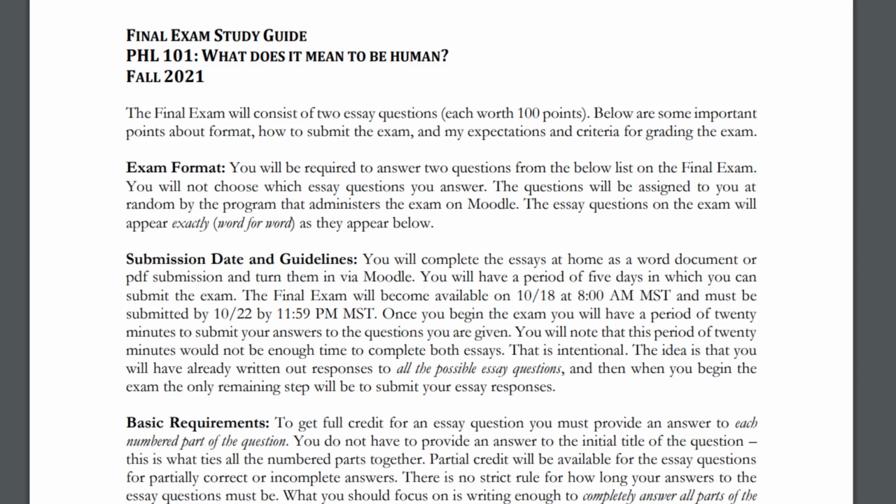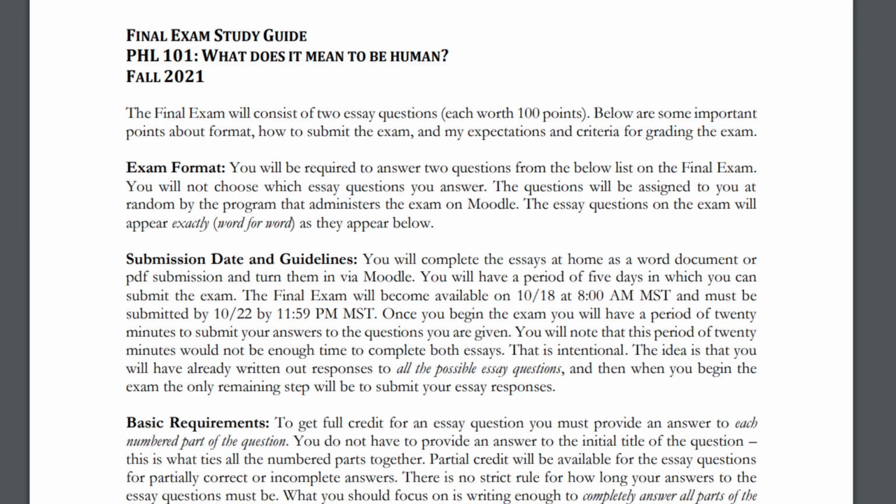So, just to be very clear, in this case there are 6 possible essay questions on the exam study guide. That means that before you click the link to begin the exam, you should have 6 separate documents in either .doc or PDF format already prepared. And each of those documents should have a response to one of the possible essay questions. Then, once you see the questions that the program has selected for you, all that remains is to upload your answers. The whole process should not really take any longer than a few minutes.